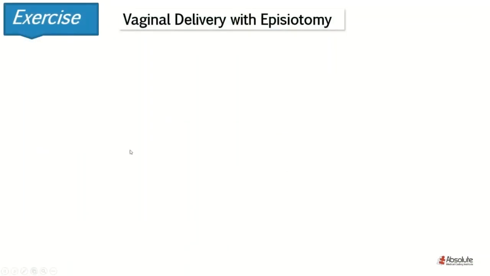All right, so our exercise says vaginal delivery with episiotomy. And again, coders, if you want to go ahead and pause and solve it, go right ahead. All right, the root operation. Well, first off, we've got 2 procedures here, so we're going to code both separately. So the first procedure is the delivery, so the root operation will be delivery.